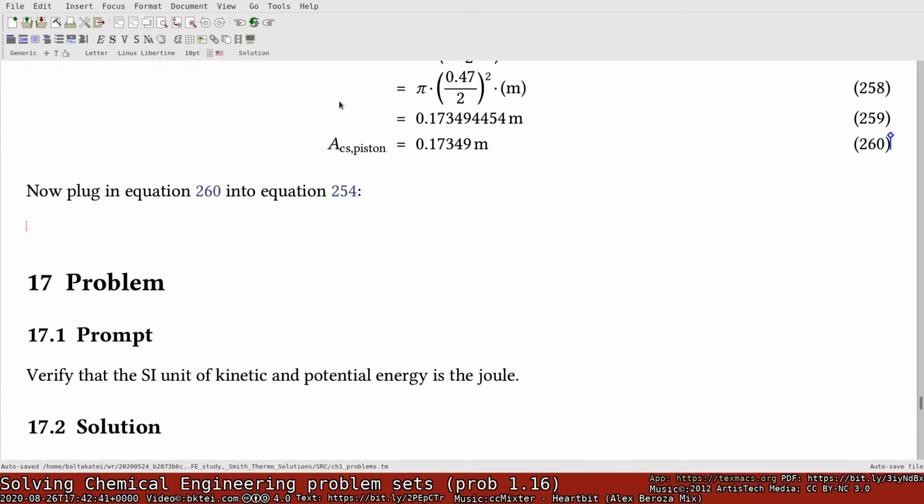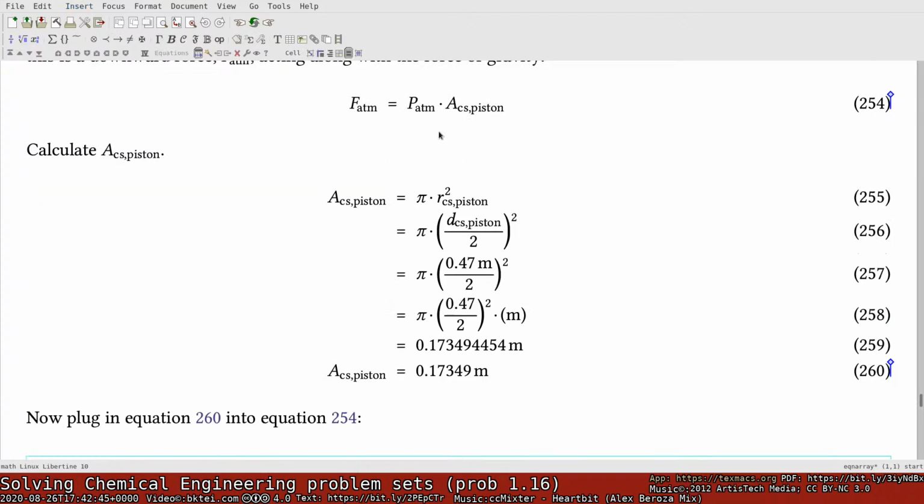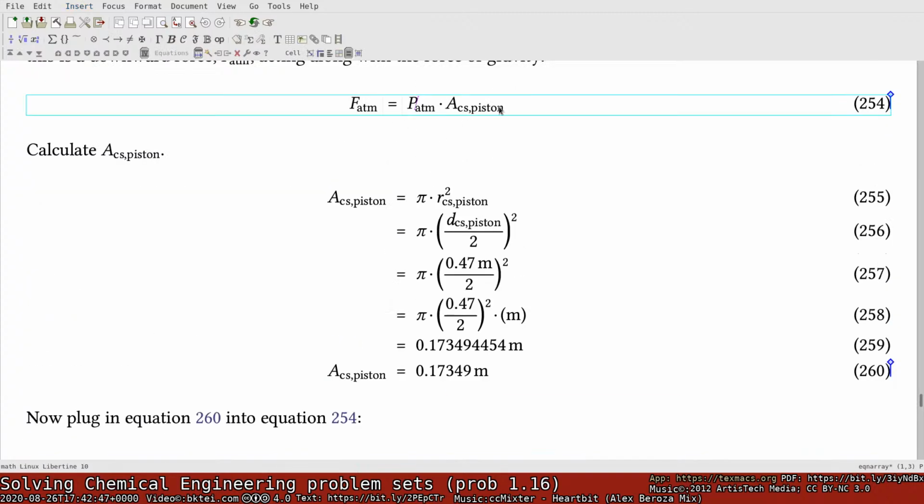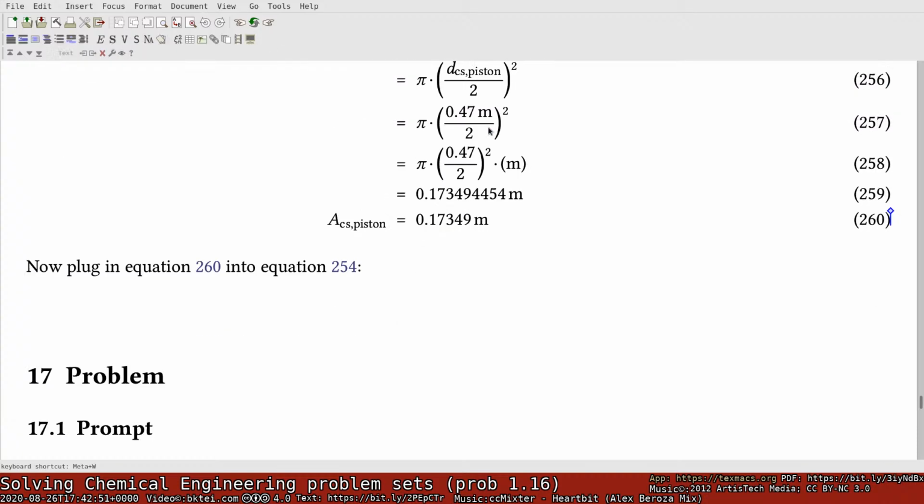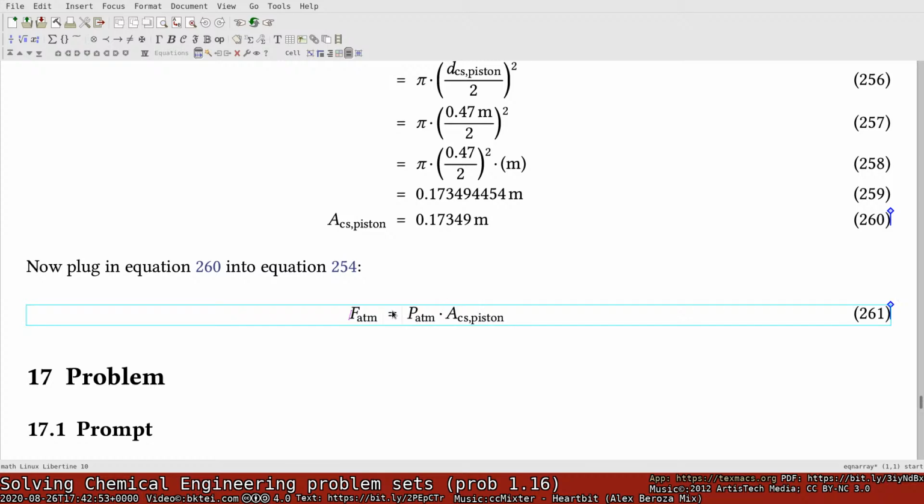Yeah, so plug in equation 260 into equation 254. All right, now let's go ahead and insert several equations. We can just copy equation 254. We'll have to delete the number reference because it's going to be, well, we can leave it, I guess, but the label has to go.